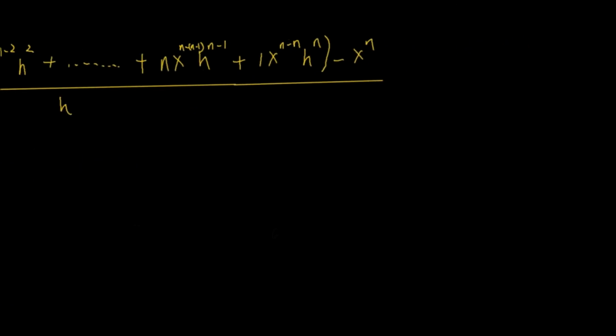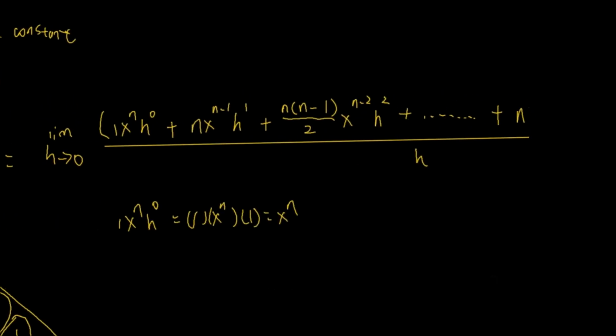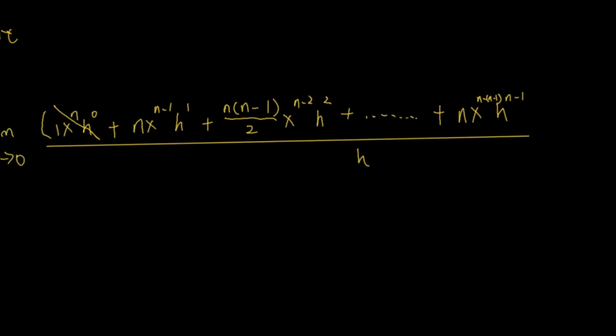And the last term, we subtract x to the power of n here. So this cancels out with this. Okay, so we know that this and this will cancel out, so we don't have to worry about this term here. Now next, what else can we simplify? I don't think we can anymore.